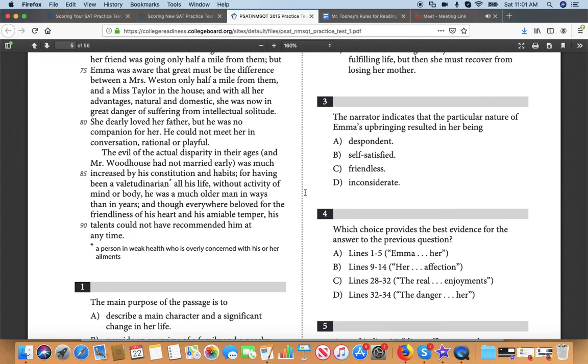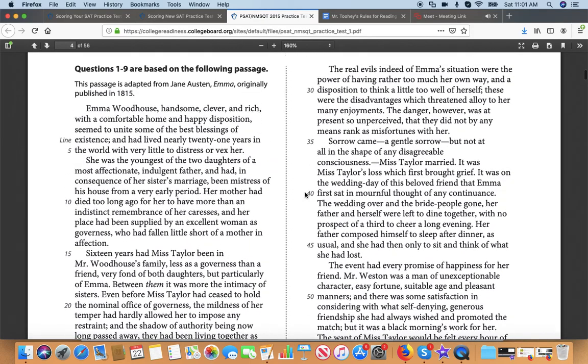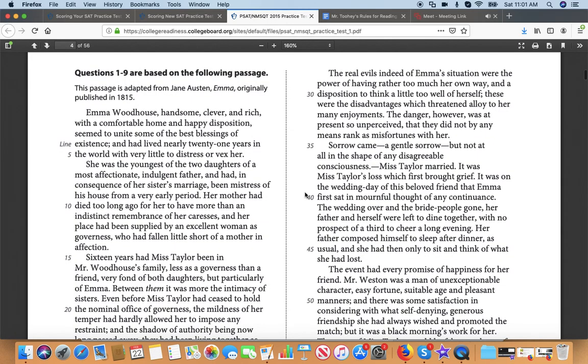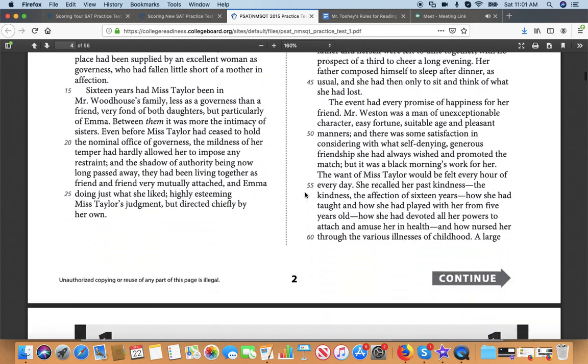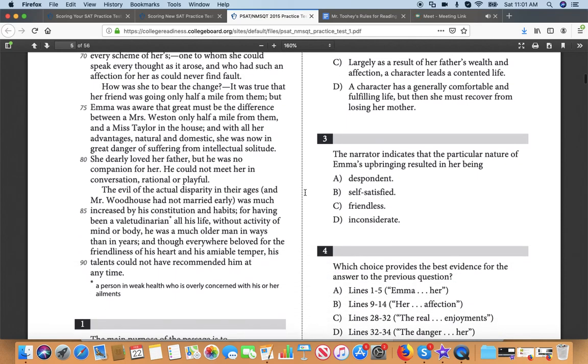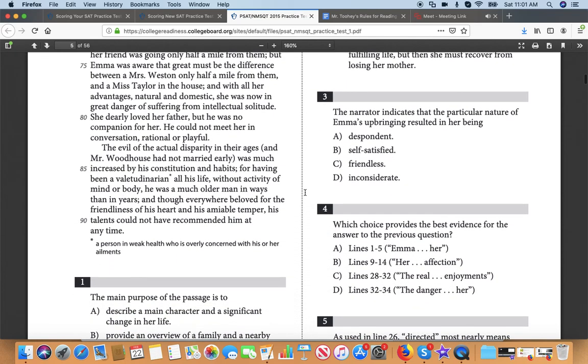Okay. Does the narrator indicate that the particular nature of Emma's upbringing results in her being despondent? No. What's your evidence against that? There's lots of evidence against it. It seems like she's very well off and happy. Around line 5, she's lived 21 years with very little to distress or vex her. She's not despondent. She's the opposite. But that's tough to eliminate if you don't know what despondent means.